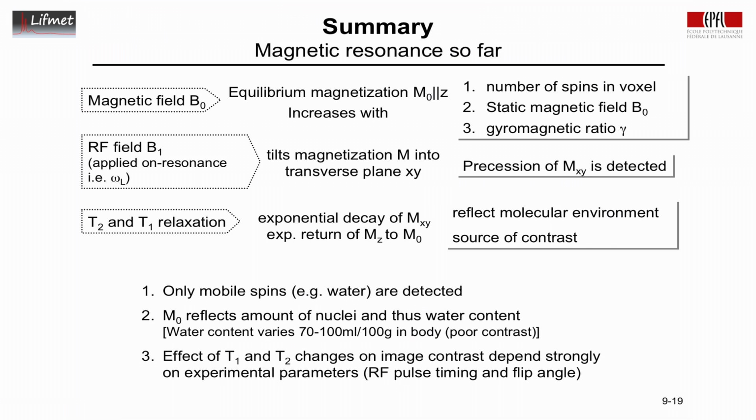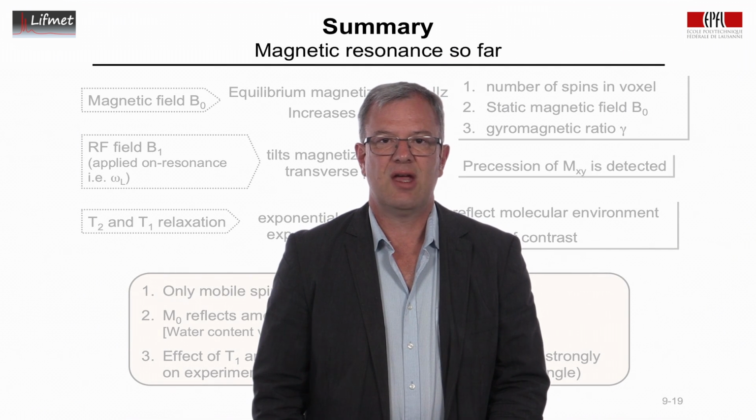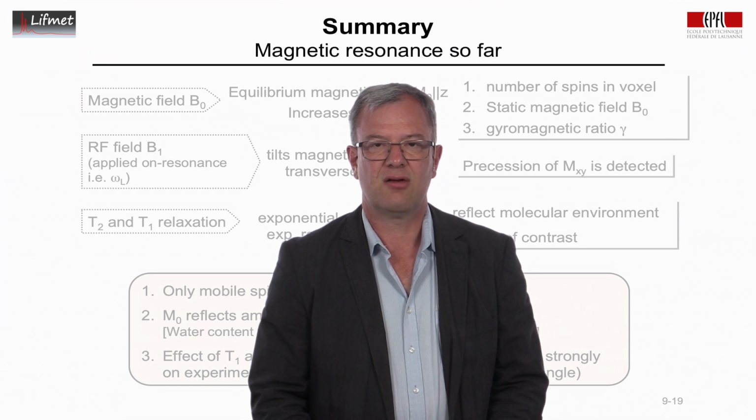To detect tissue contrast, we rely on differences between T1 and T2. How those T1 and T2 differences manifest themselves in the image contrast depends strongly on the experimental parameters. Examples that we have seen are RF pulse timing, or generally pulse timing, and another example is the flip angle alpha by which the magnetization is tilted into the transverse plane. So these are the key messages. This is what we have so far dealt with in magnetic resonance.